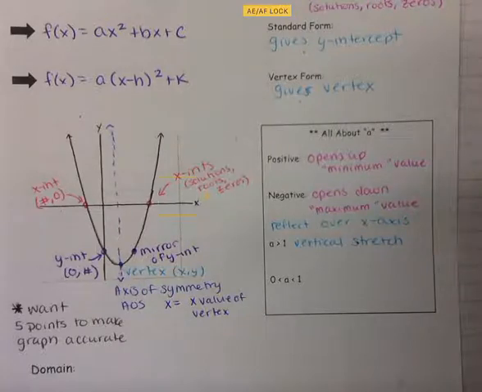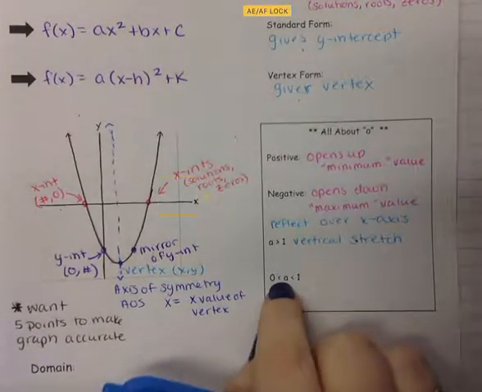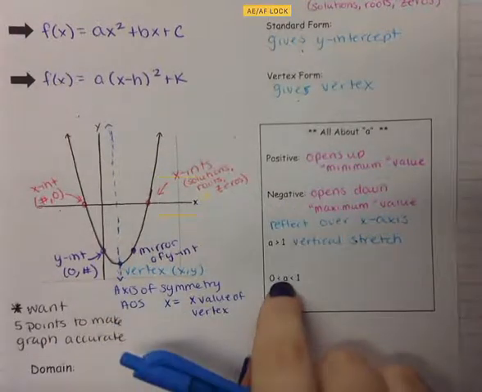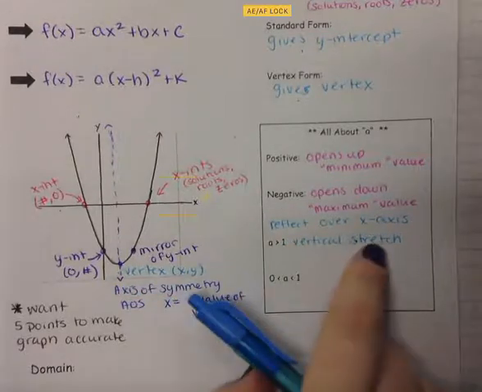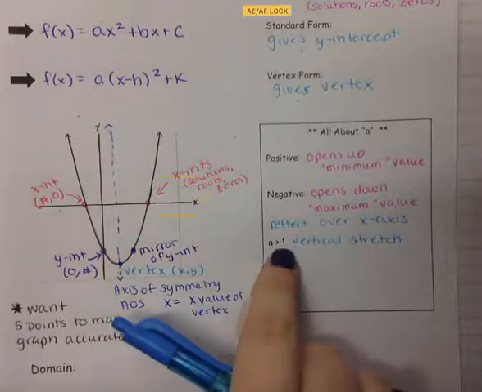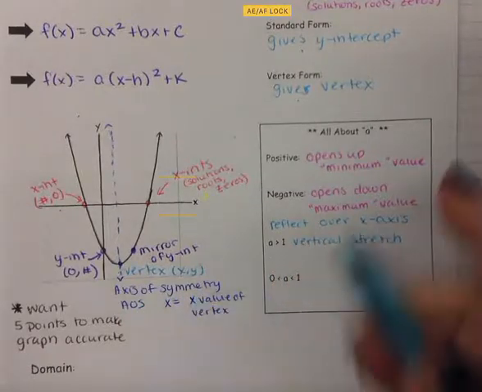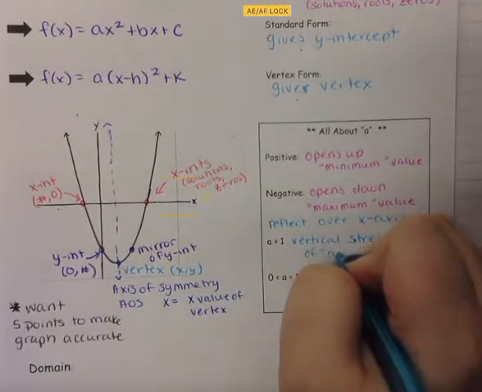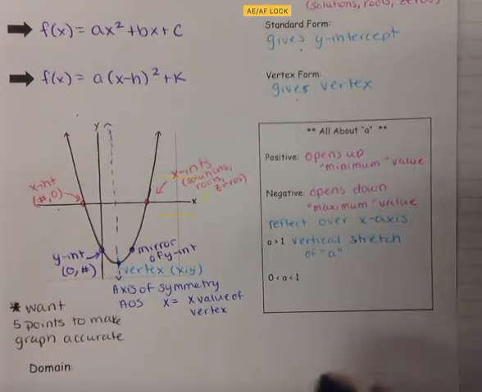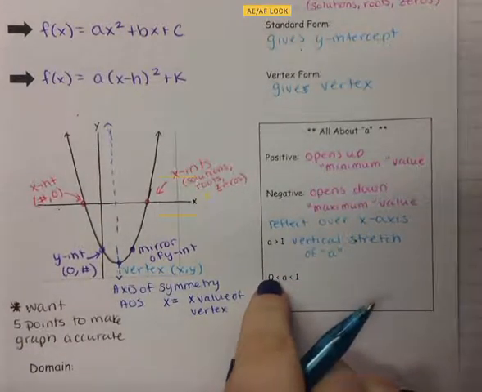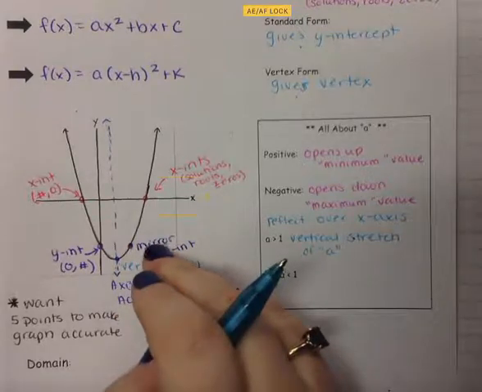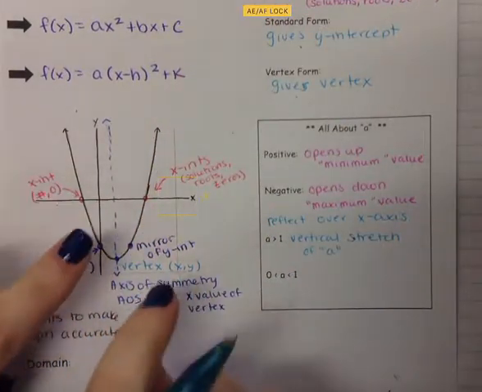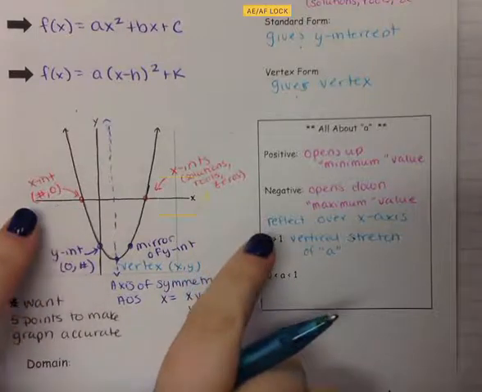Now, if A is smaller than 1, but it's still bigger than 0, so the whole thing negative, I only want the actual value of A, the number itself, because the negative tells me something completely different. So if A is bigger than 1, it's going to be the vertical stretch of A, whatever that A value is, the absolute value, the positive of it. But if A is between 0 and 1, a proper fraction, that means it's going slower. So it's not going to go up as quickly. It's going to be kind of pushed down more, it's going to be fatter.